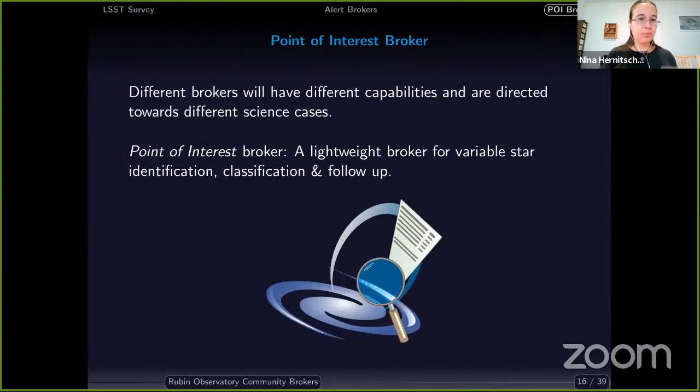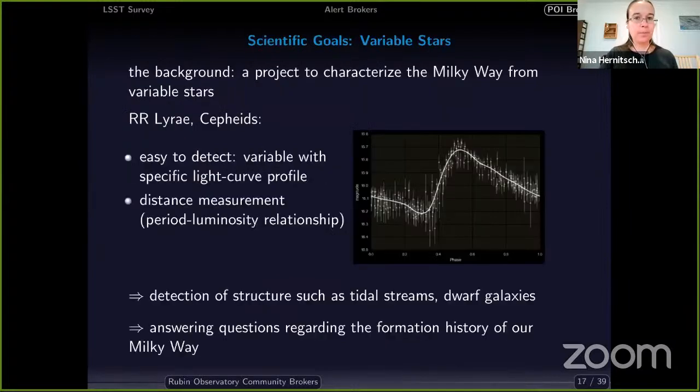And different brokers will have different capabilities. And as I said, they were directed towards different science cases. I will now specifically focus on the point of interest broker, which is a lightweight broker for variable star identification, classification, and follow-up. Before really going into the technical specifications, I will first talk a bit more about the specific use case that led us to the idea of developing such a broker.